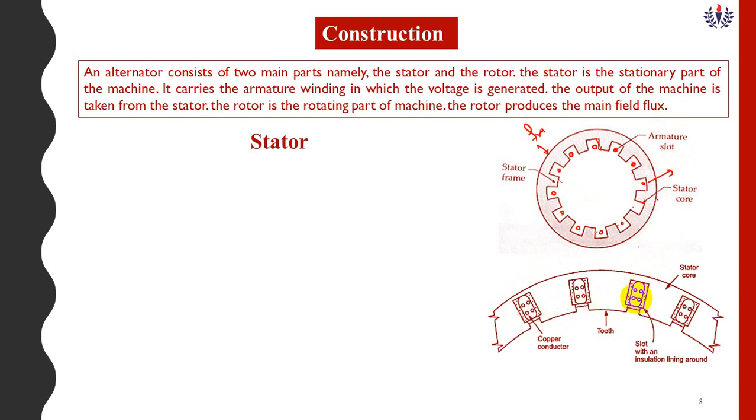This armature slot is made up of insulating lining, and this line is called a tooth, which will be connected between the two stator cores. These slots are made up of copper conductor.